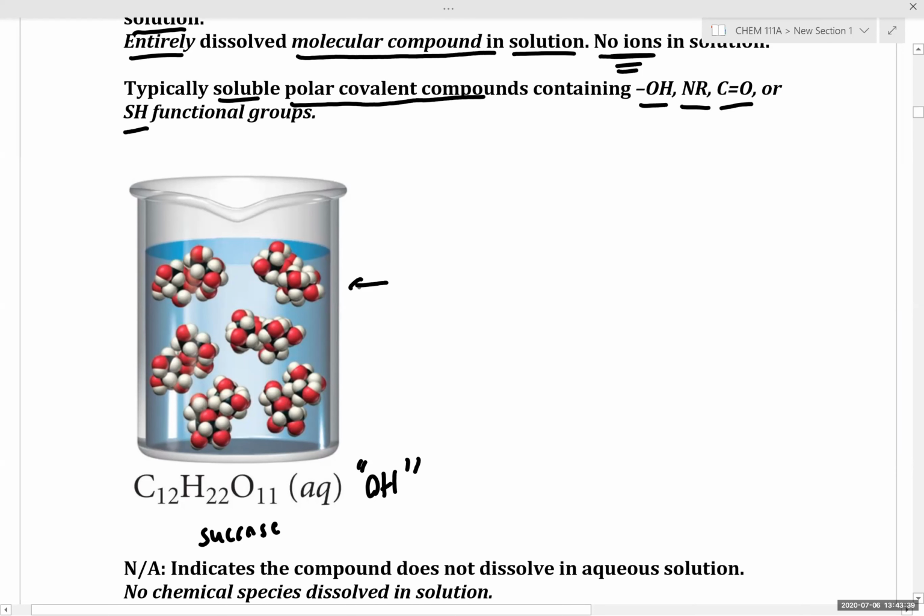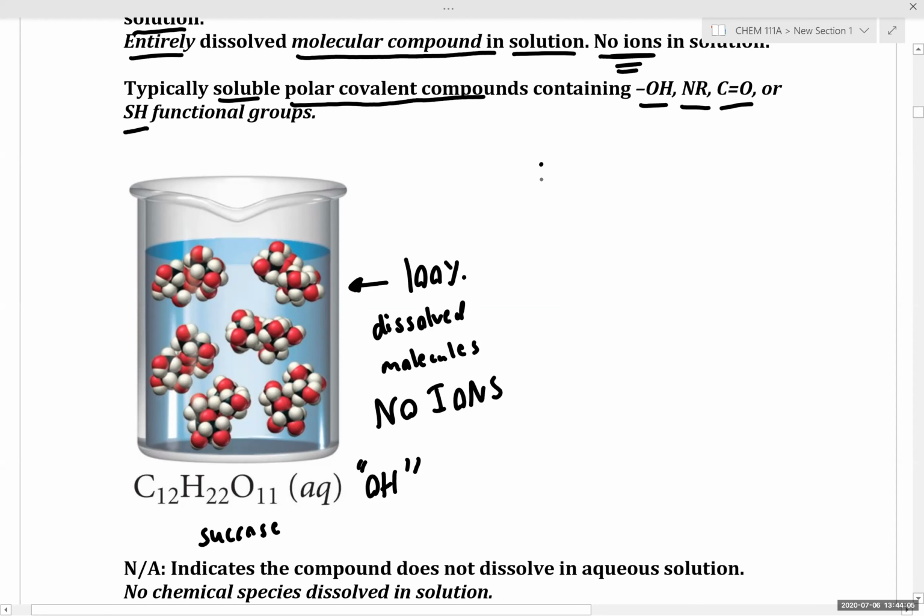So looking at this solution, do we have mainly ions or molecules in solution? What do we see in solution? Do we see any ions at all, in fact? It's all molecules. We have 100% dissolved molecules. And again, no ions.